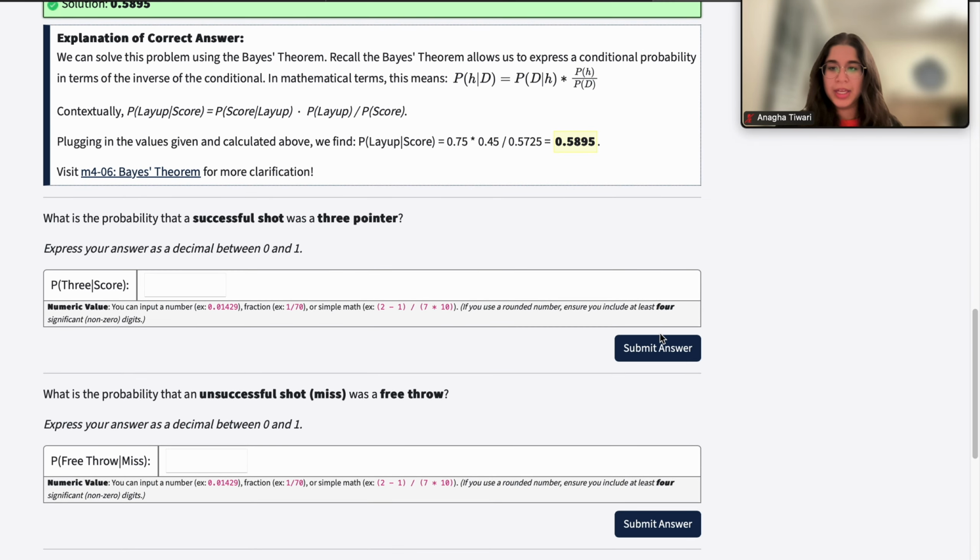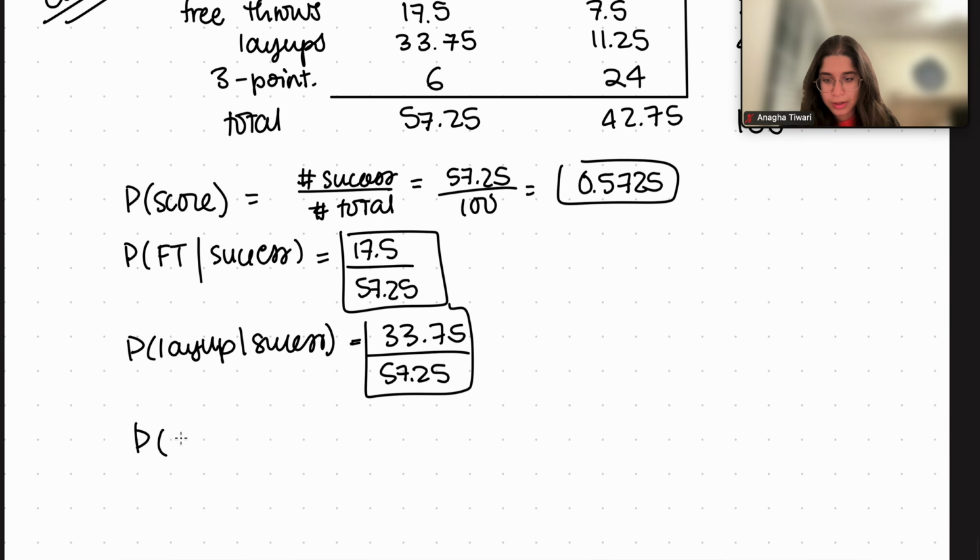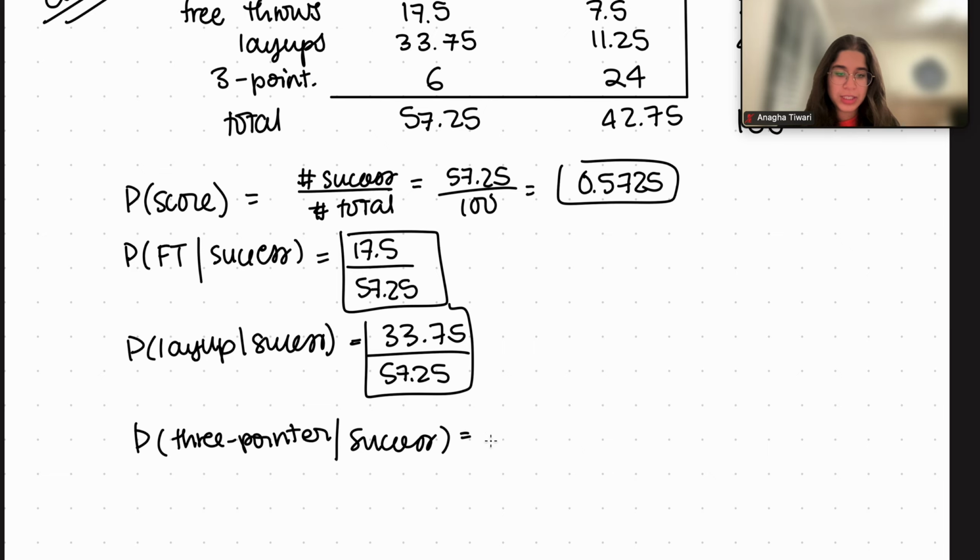All right, so finally, what is the probability of a successful shot? So given the shot was successful, given we got a score, what is the probability that it was a three-pointer? So probability of a three-pointer given a success. Well, the total number of successful shots is 57.25, right?